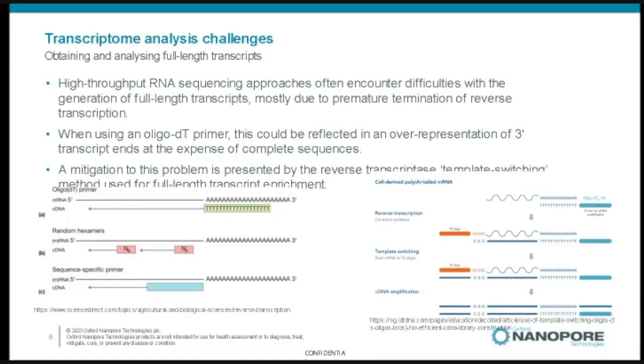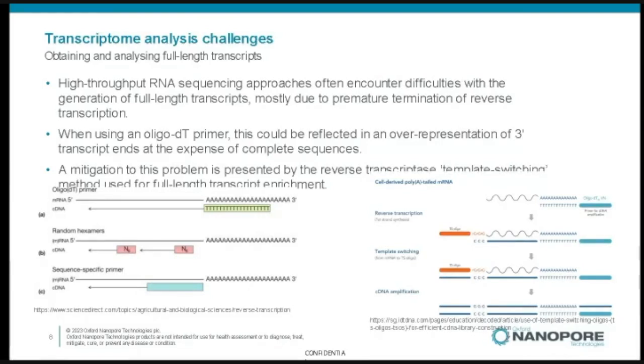High-throughput RNA sequencing approaches often encounter difficulties with the generation of full-length transcripts. This is because of the premature termination of reverse transcriptase. As shown in the picture on the left, a common strategy for reverse transcription is using oligo-dT. When we are using oligo-dT, the cDNA will be synthesized. However, sometimes we cannot control how far we are able to reverse transcribe. It might terminate early and not cover the entire full-length RNA molecule. This will generate a problem of overrepresentation of the 3' end.